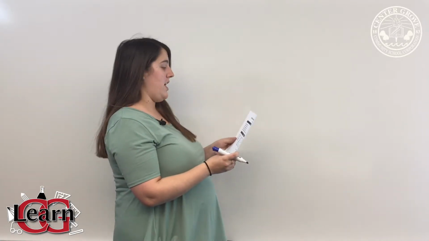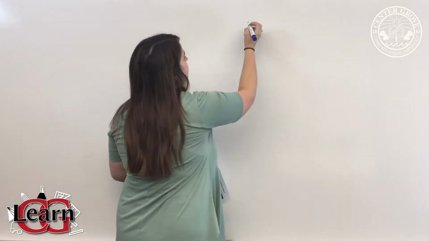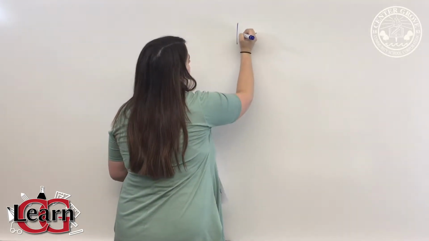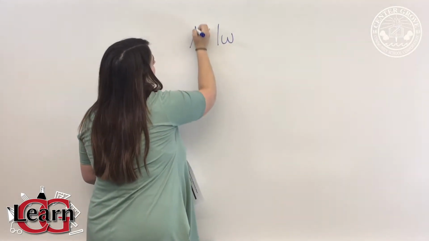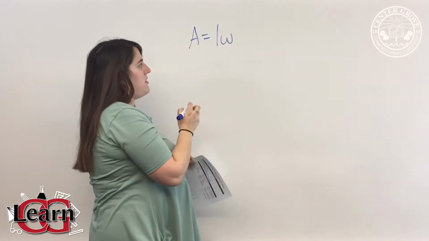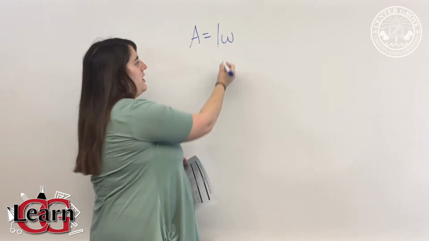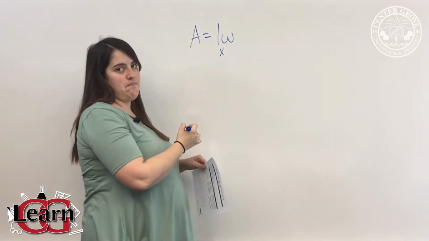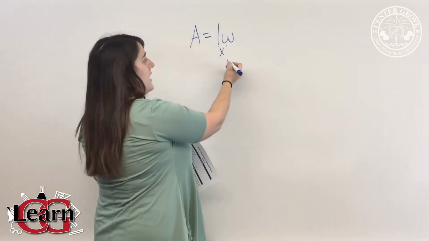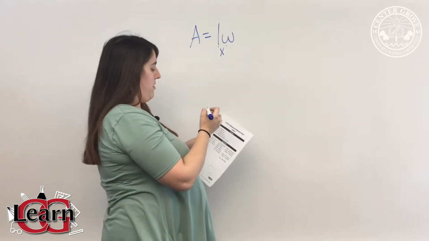So our first formula is area of a rectangle. And for this, it is just length times width. So A equals length times width. When there are two symbols right next to each other, it means that you're going to multiply them. The L is the length and the W is the width.